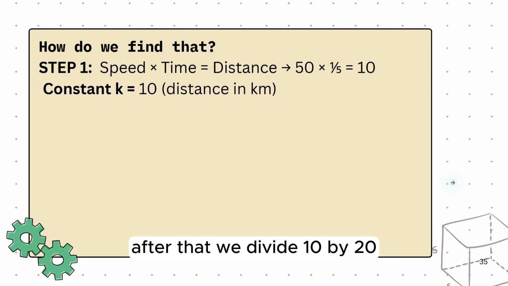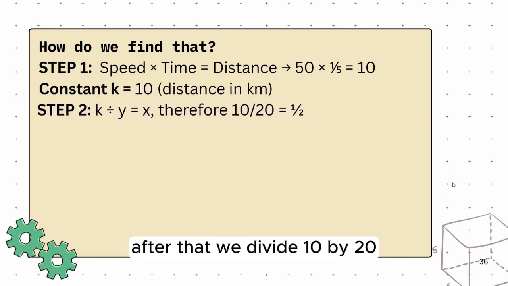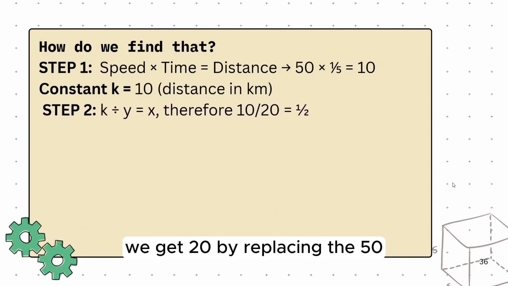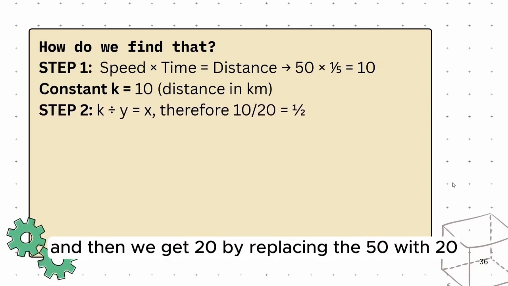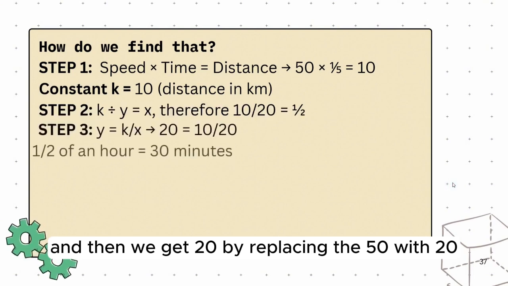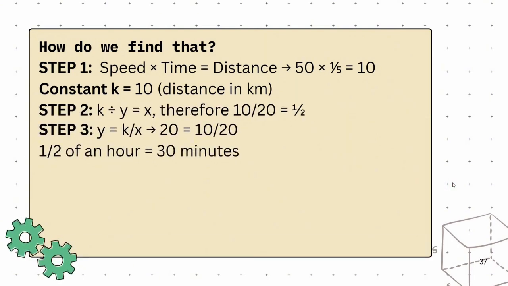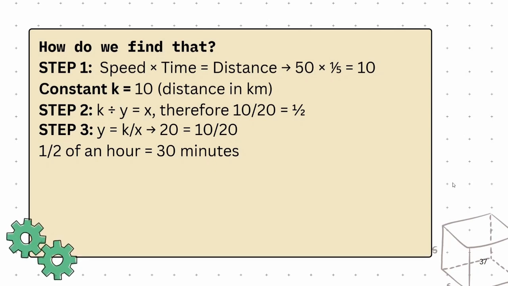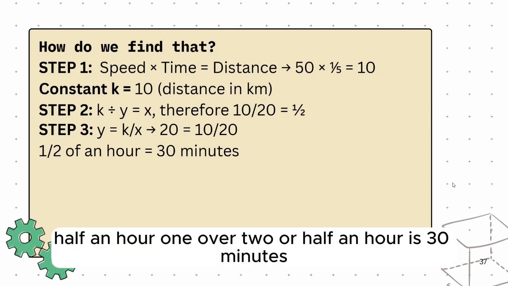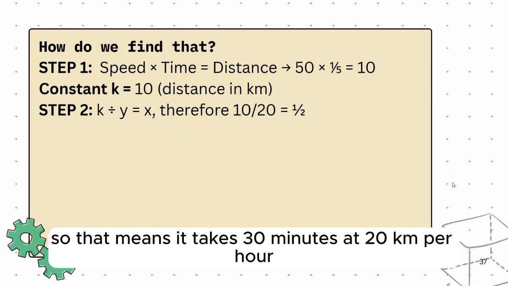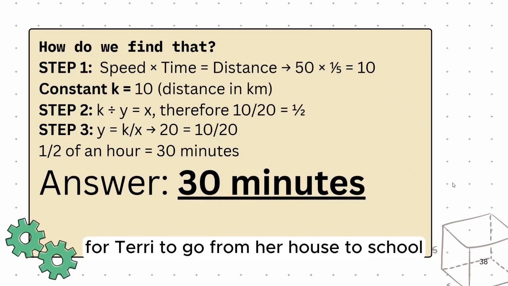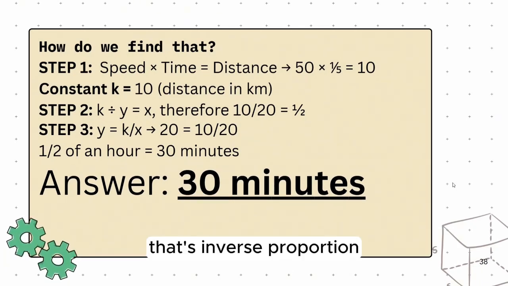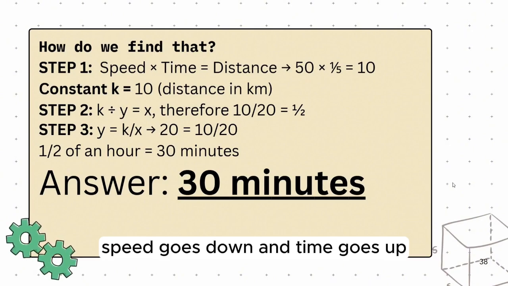After that, we divide 10 by 20, replacing the 50 with 20. From that, we get 10 over 20 or 1 over 2. 1 over 2 or half an hour is 30 minutes. So that means it takes 30 minutes at 20 kilometers per hour for Terry to go from her house to school. That's inverse proportion. Speed goes down and time goes up.